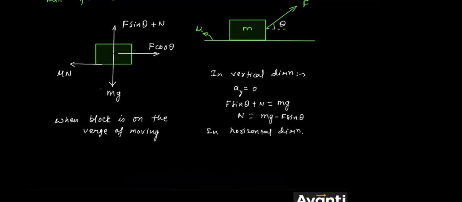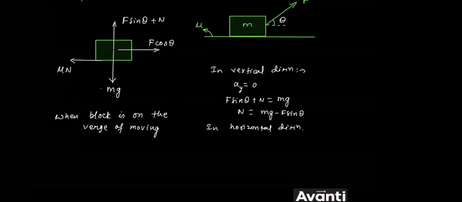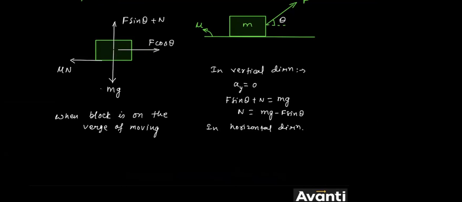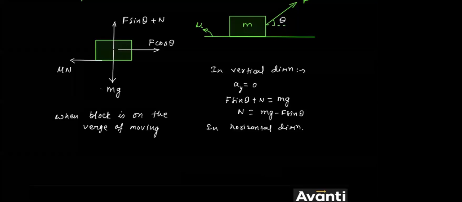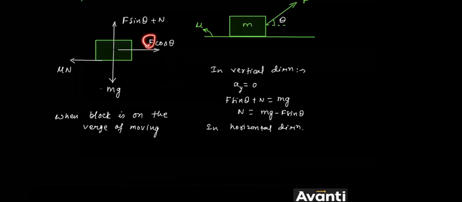we have to find out, this is on the verge of moving. This free body diagram is a force diagram when the block is going to move. It's not moving, it's just a critical condition. If you increase the value of F, or if you decrease the value of theta, the block is going to move. Why am I saying decrease the value of theta? Because if you decrease theta, cos theta will increase, right? So if you increase F or decrease theta, this block will actually start moving.